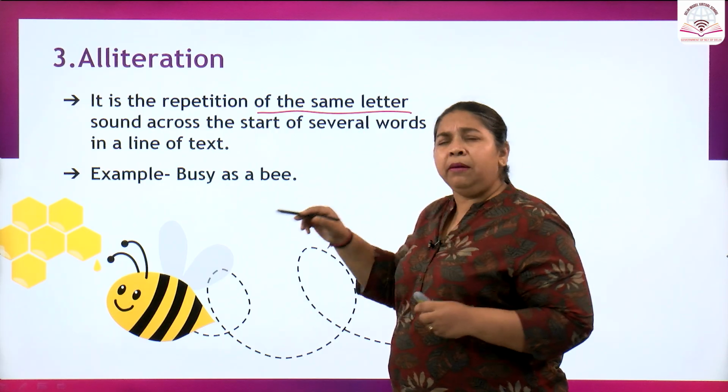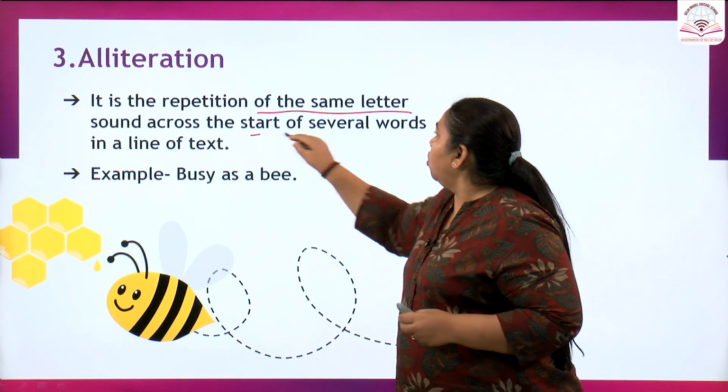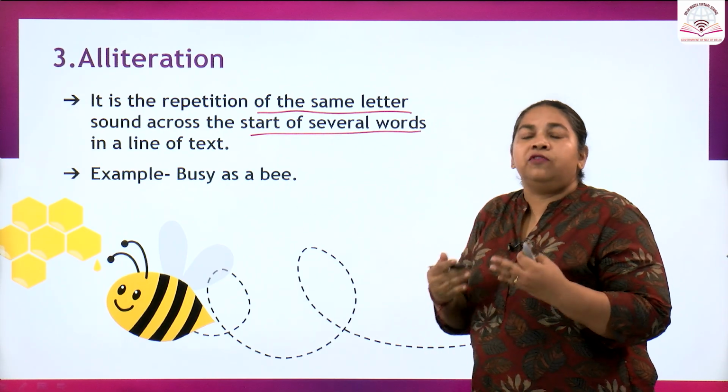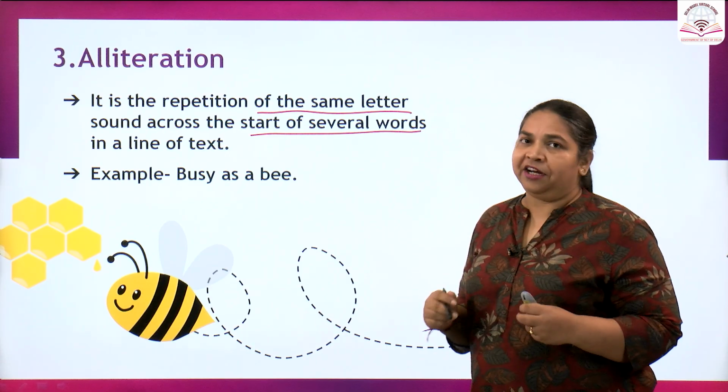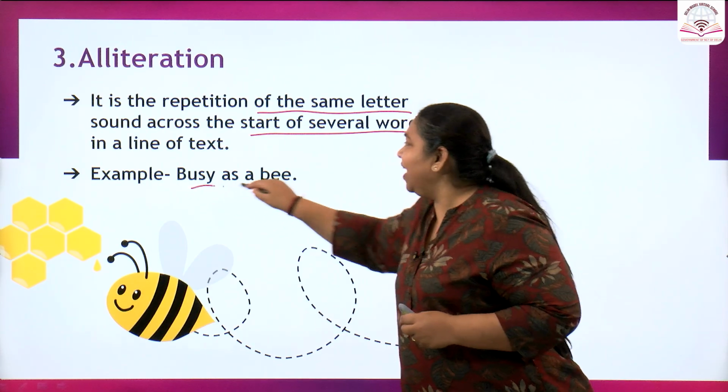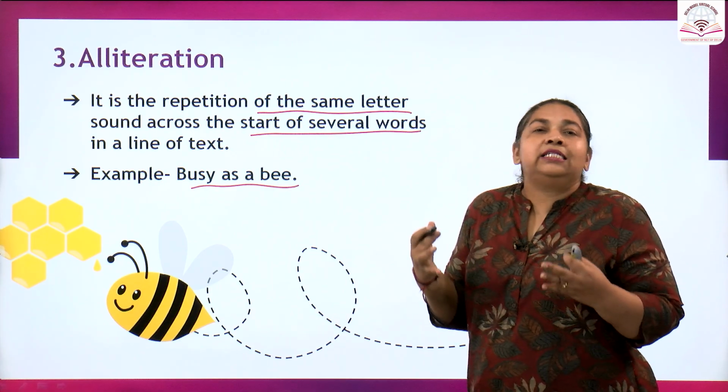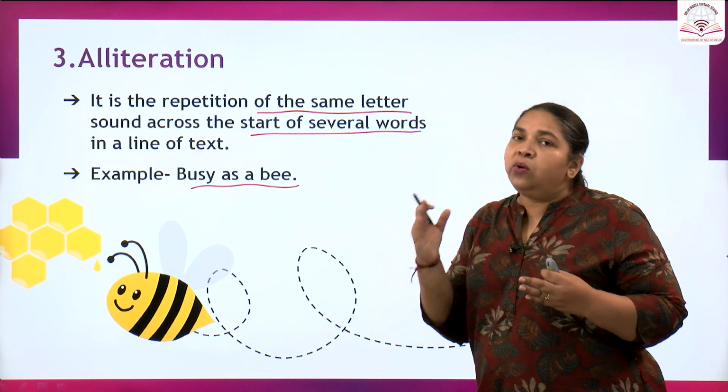Next is alliteration. Repetition of the same letter sound across the start of several words in the same line is known as alliteration. The example here is busy as a bee. So the b sound is repeated.